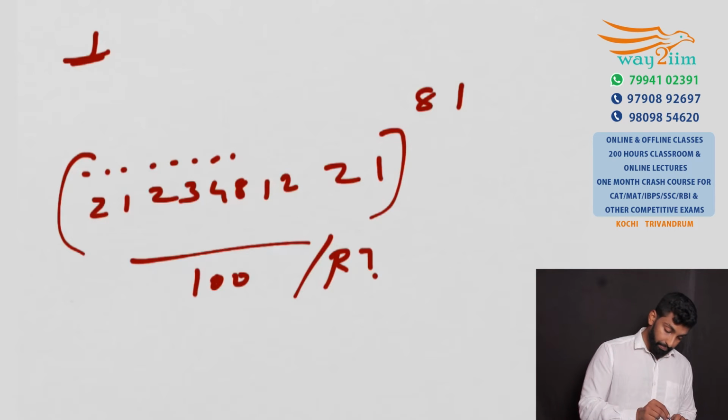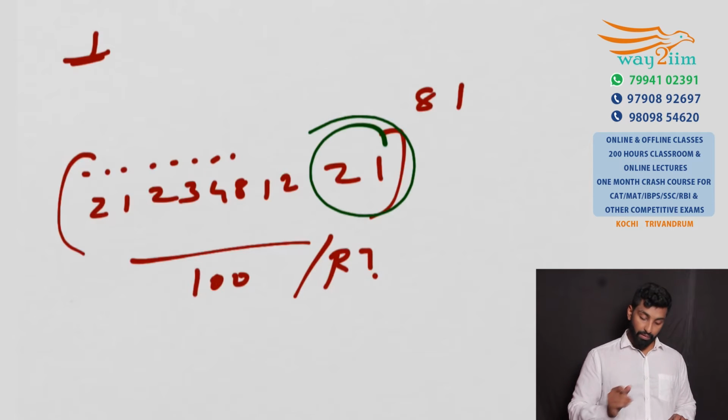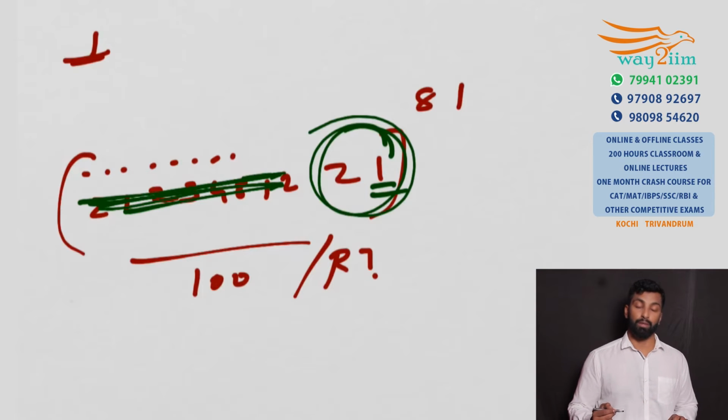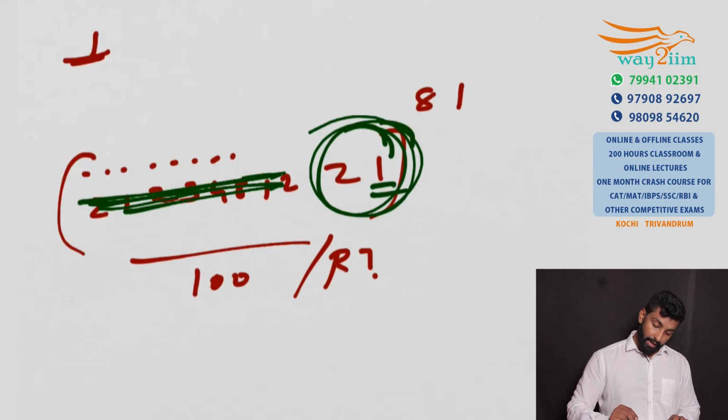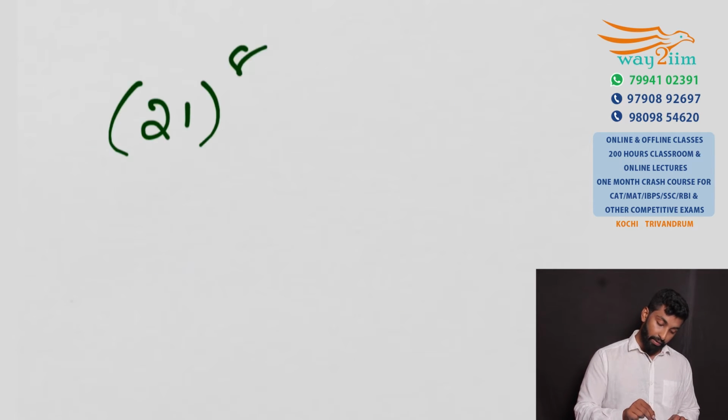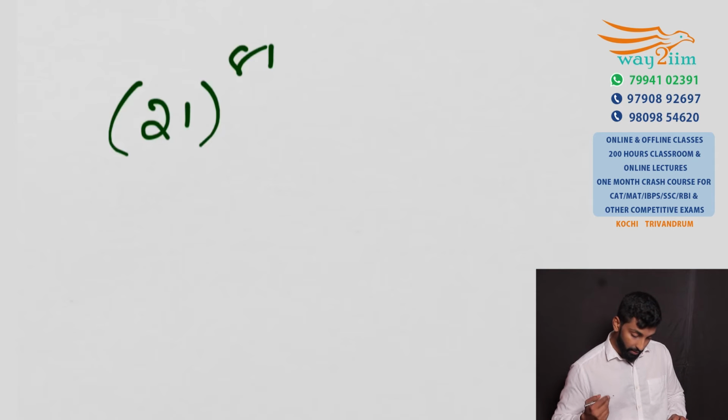One thing is sure: the last two digits of a number depend on the last two digits only. Earlier we discussed the last digit, and I told you the last digit of a number depends on the last digit only. Here we are trying to find the last two digits, so the other digits are not important for us. We are only looking for this. So I can rewrite it as 21 raised to 81. The last two digits of that bigger number are the last two digits of 21 raised to 81.